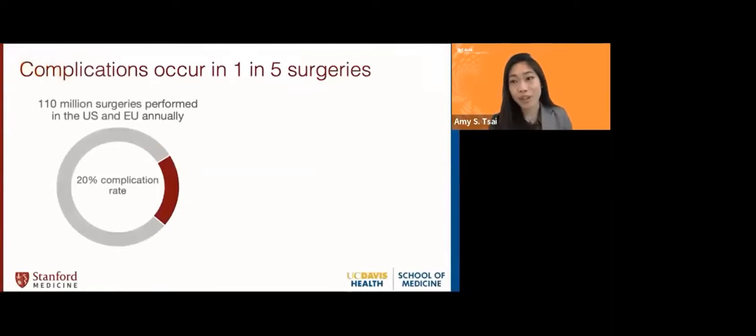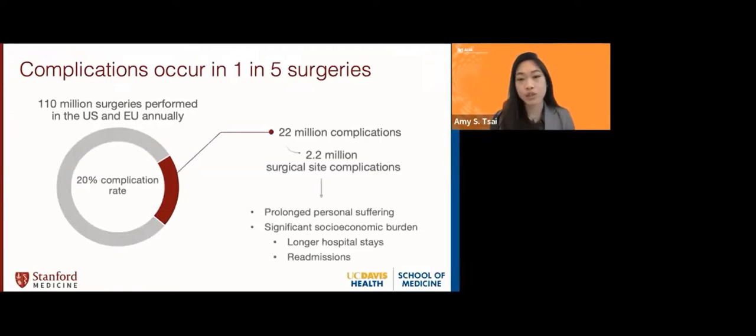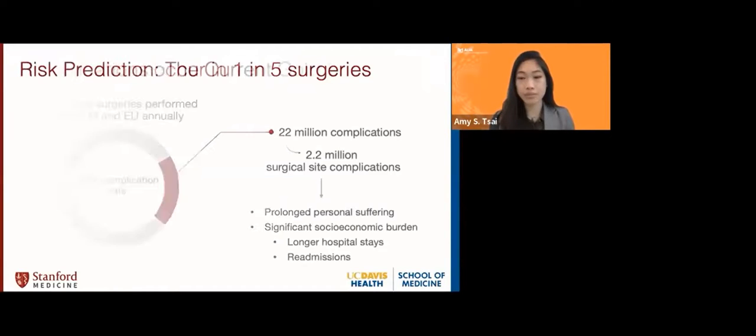Complications occur in approximately 1 in 5 surgeries, and that means of 110 million surgeries performed each year in the US and in Europe, that comes out to 22 million complications. Of that, 2.2 million are surgical site complications, and that translates to prolonged personal suffering as well as significant socioeconomic burdens in the form of longer hospitalizations and readmissions.